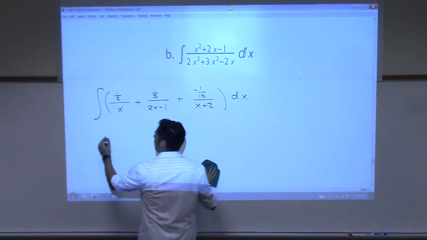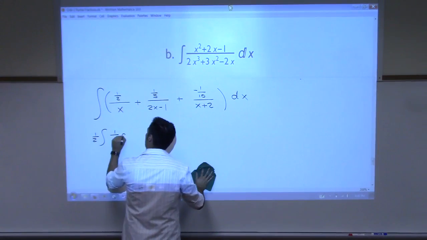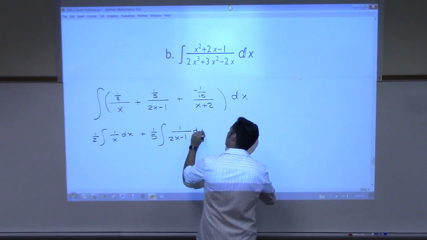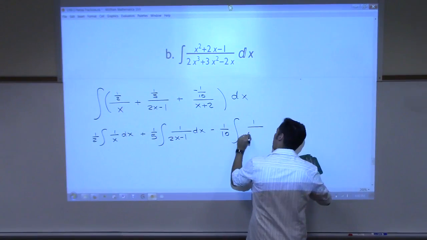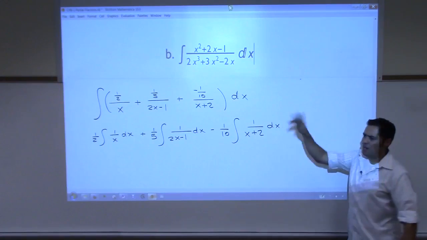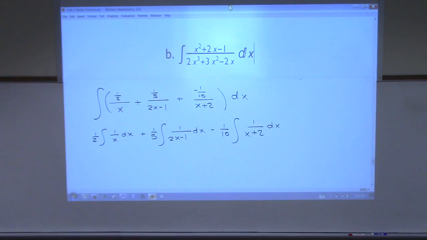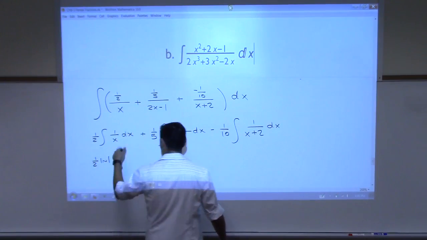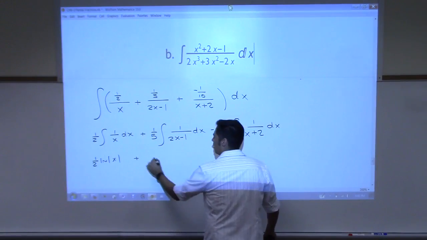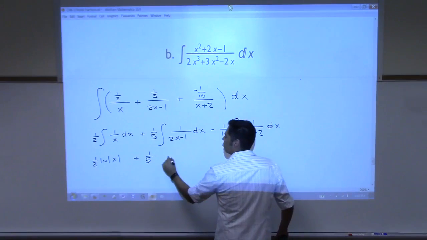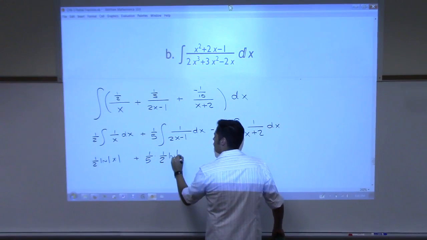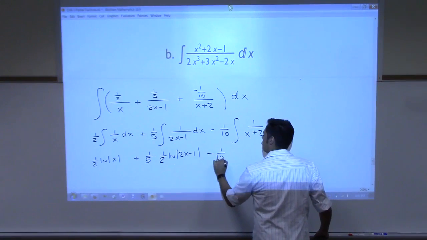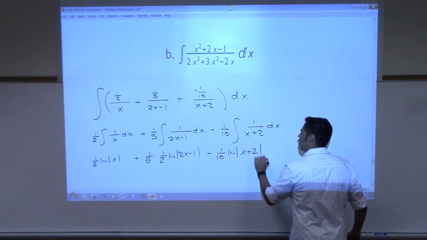Okay. I know I'm out of time. This is 1/2 integral 1 over x dx plus 1/5 integral 1 over 2x minus 1 dx minus 1/10 integral 1 over x plus 2 dx. So just taking all those constants and popping them out of the integrals. That fair? And now just integrate these. These are all constants over linears. 1/2 ln x, absolute value, plus, this one's a little tricky, 1/5, but then 1/2 ln 2x. You have to scale out because there's a 2 here. And then last one, minus 1/10 ln of x plus 2 plus c.